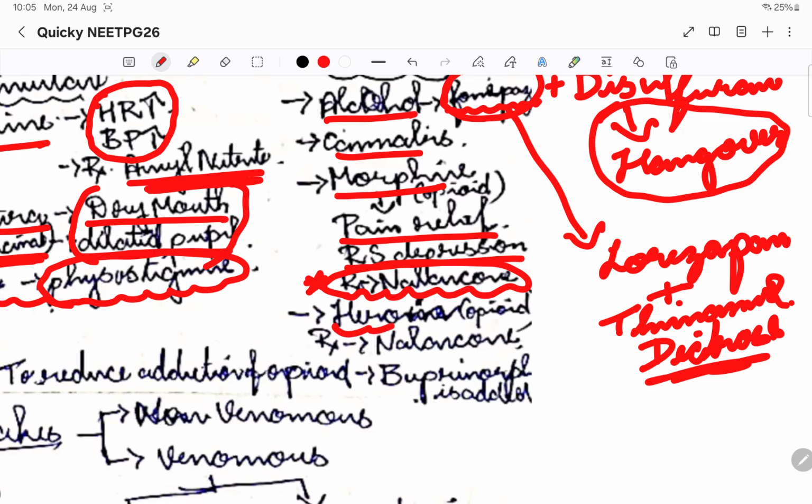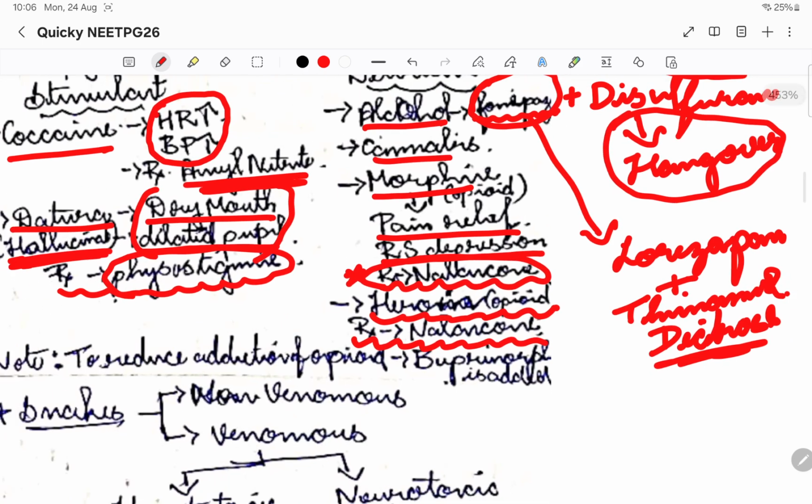Okay, then coming to heroin, this is also an opioid. This is of no medical use. If there is a substance abuse of it, we'll give naloxone. Okay, here also this is an opioid, so this is where we give naloxone.